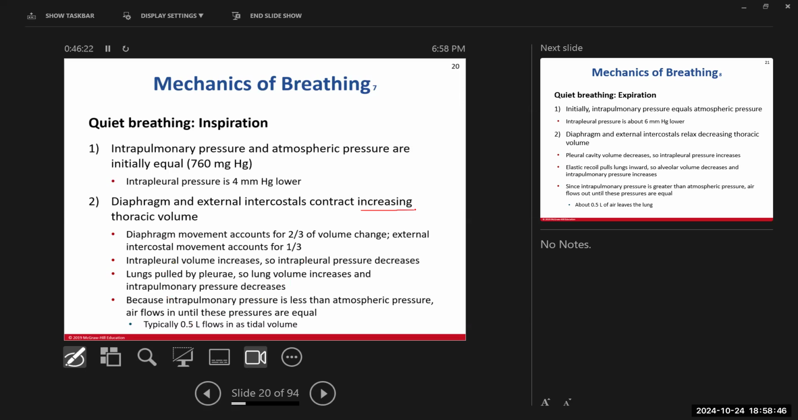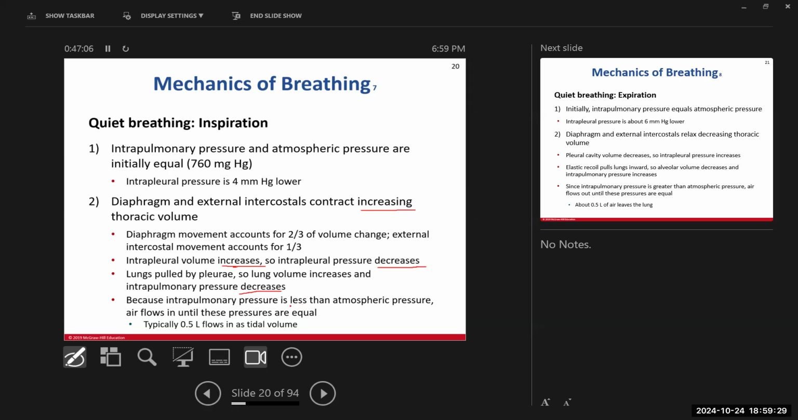So when we've made our box bigger, the intrapulmonary volume increases. If that volume increases, what happens to the pressure? It's up there on the board. It decreases. So intrapulmonary or intrapleural volume increases. That means that the intrapleural pressure decreases, and so does the intrapulmonary pressure. So now what's going to happen is the intrapulmonary pressure is going to become less than 760 millimeters of mercury.